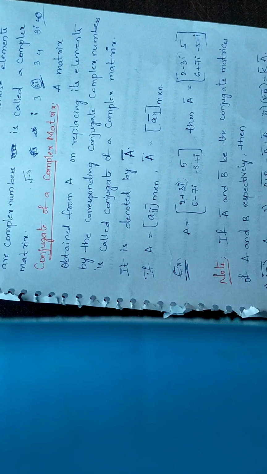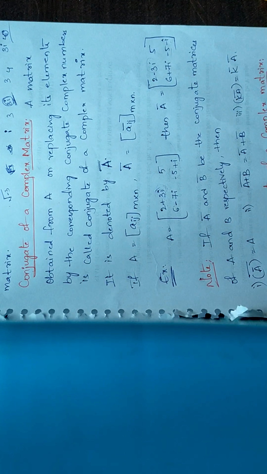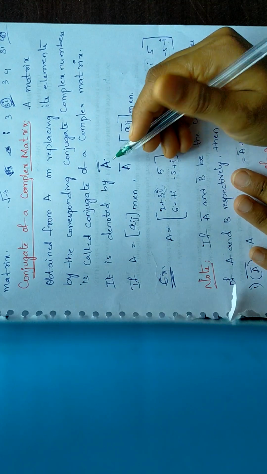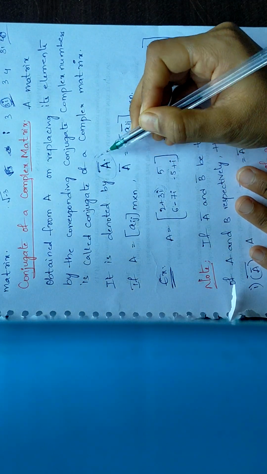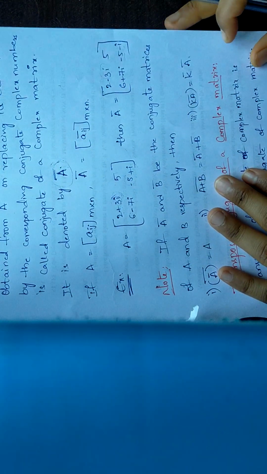Okay, now let's see the conjugate of the complex matrix. So what does conjugate mean? If in a complex matrix the elements are complex in nature, and we replace the complex numbers with their conjugate complex numbers, then we say it is the conjugate of a complex matrix, and it is denoted by A bar. Remember this notation. If you read this definition you might not understand, but it's very easy.